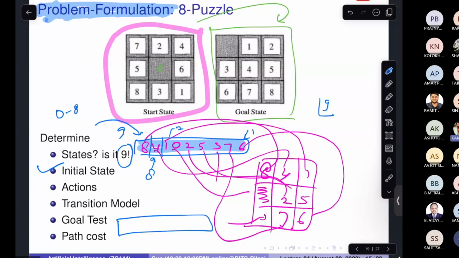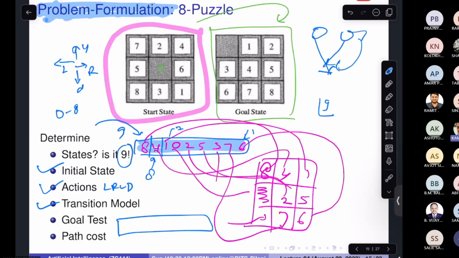I don't know, anything could be. What are the actions possible? You know that the actions possible are left, right, up, and down. These are the 4 actions. What is the transition model? That you have to create, because for every state, from here I can go here, from here I can go here, something like that. Everybody understand this? Try to make the transition model. With factorial 9 number of states it would be impossible to draw fully, but the transition model exists.